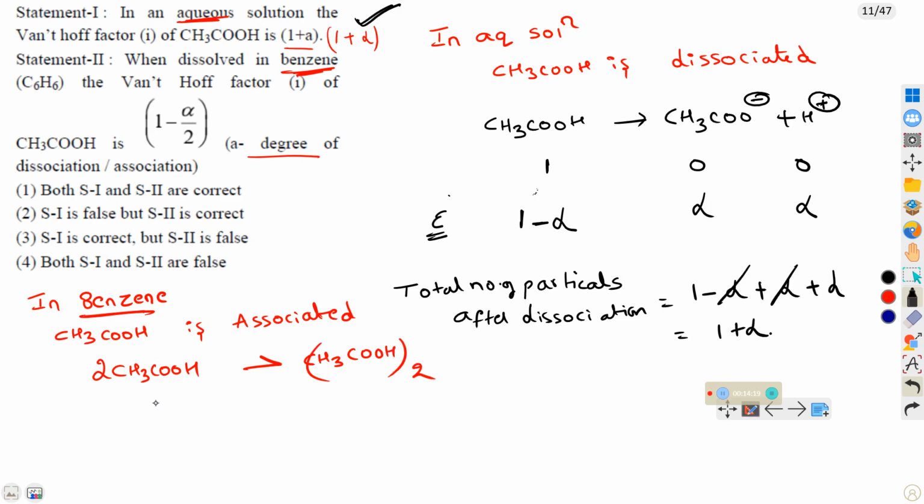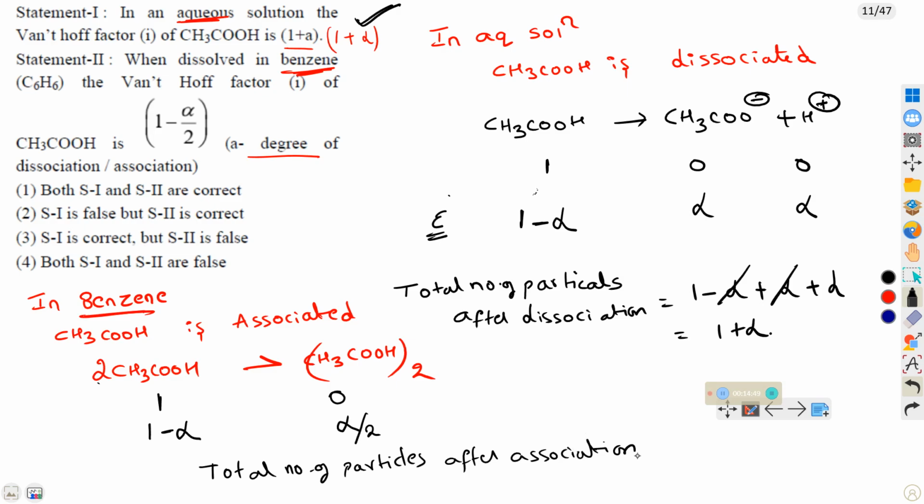Initially, reactants are present, concentration 1, and 0. At equilibrium, alpha amount of substance is associated: 1 minus alpha, and alpha. Here 2 moles are there, so divide by 2. Total number of particles after association is 1 minus alpha plus alpha by 2, which equals 1 minus alpha by 2. Statement 2 is also correct. Both statements are correct.